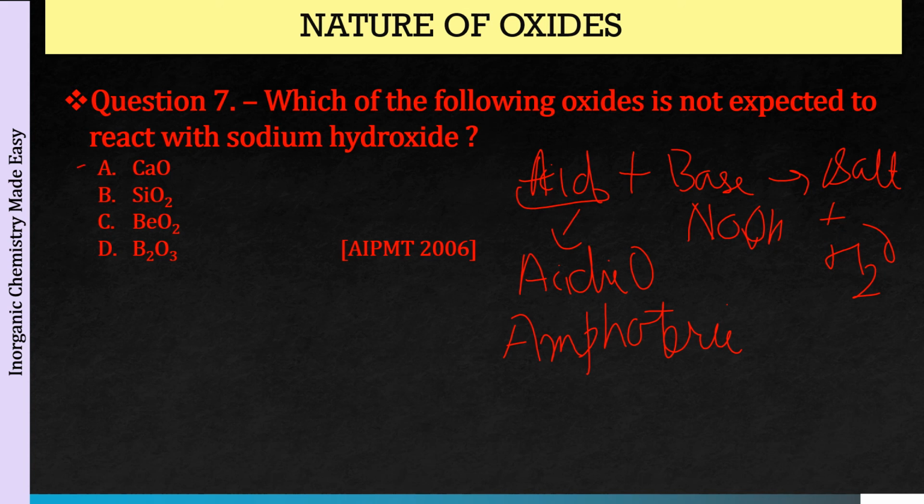So calcium oxide, yes, this is going to be basic. Calcium is group 2 element, this is the metal, and metallic oxides, they are basic in nature. SiO2, well, this is going to be non-metallic in nature, so this is going to be acidic oxide. BeO, this is going to be amphoteric, and B2O3, again, this is going to be non-metallic oxide, so this will be also acidic in nature. Okay, so the correct answer is therefore going to be A choice. Calcium oxide is not going to react with sodium hydroxide.